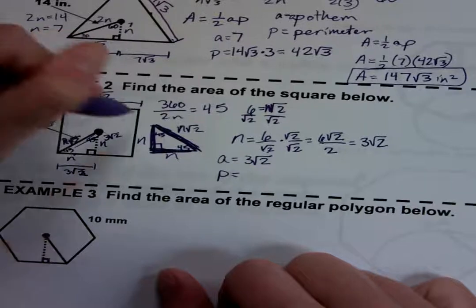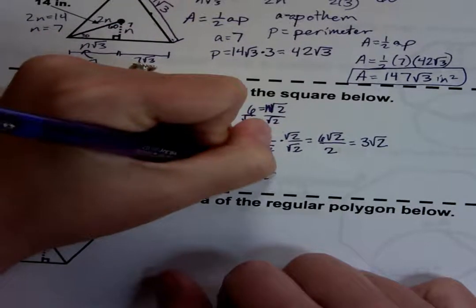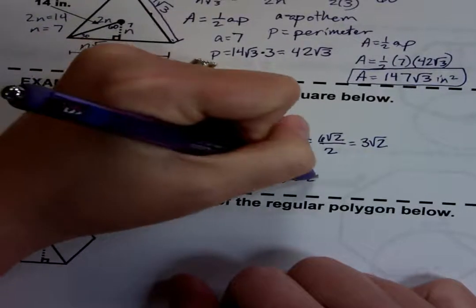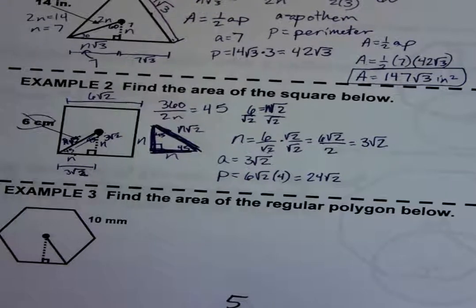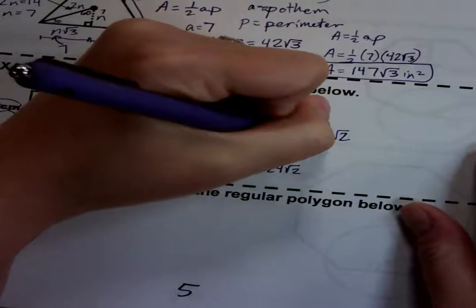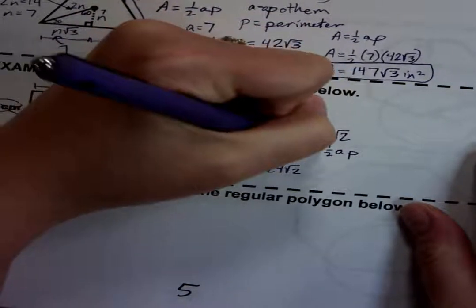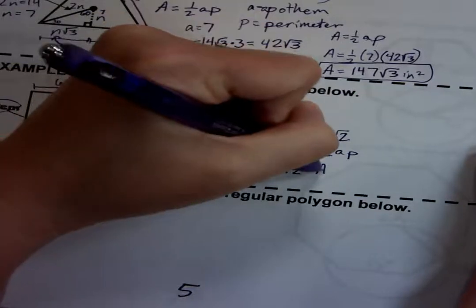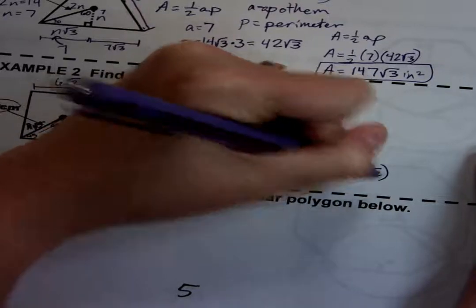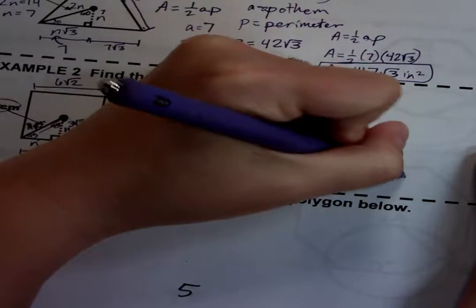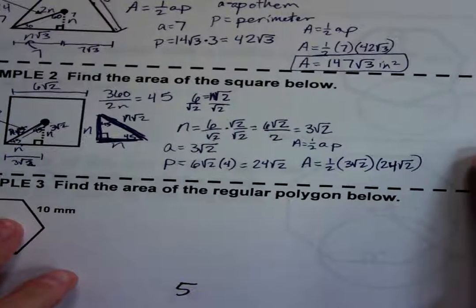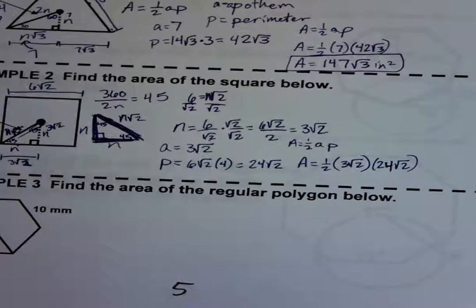So our perimeter is the entire side, 6 root 2, times the number of sides, 24 root 2. Now we have our apothem, and we have our perimeter. We can plug it into our formula. So 1/2 AP formula. So our area is going to be 1/2 times the apothem times the perimeter.